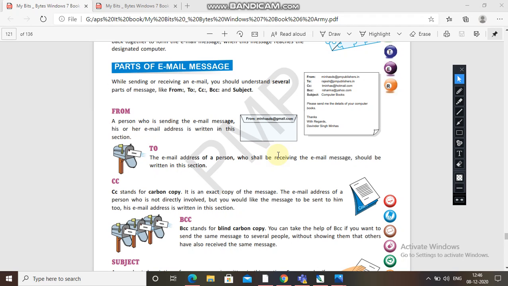Now BCC, blind carbon copy. You can take the help of BCC if you want to send the same message to several people without showing them that others have also received the same message. If you want to keep it safe so that others don't know that you have sent the same message to another person, and you want to send the message to several people without showing them that the letter has also been received by some other person, then you will write their address in BCC, blind carbon copy.